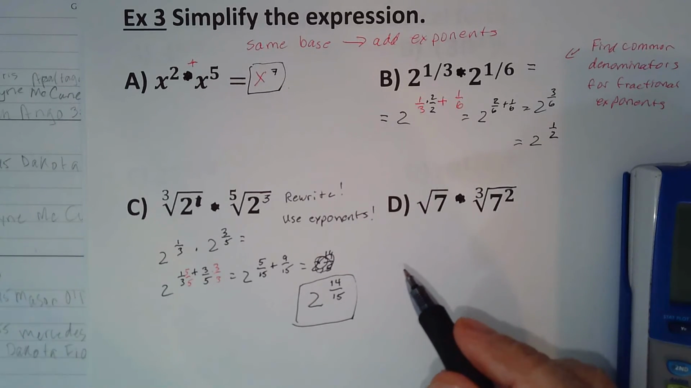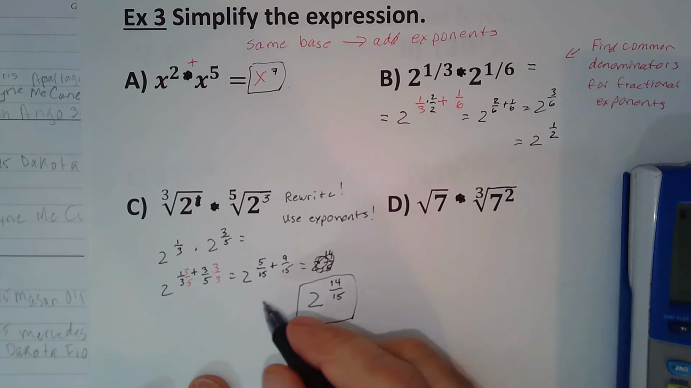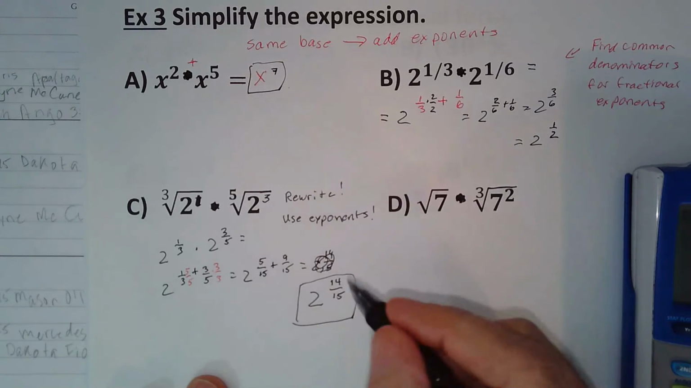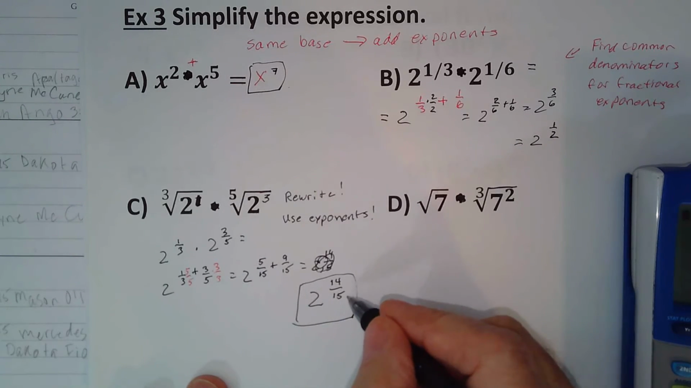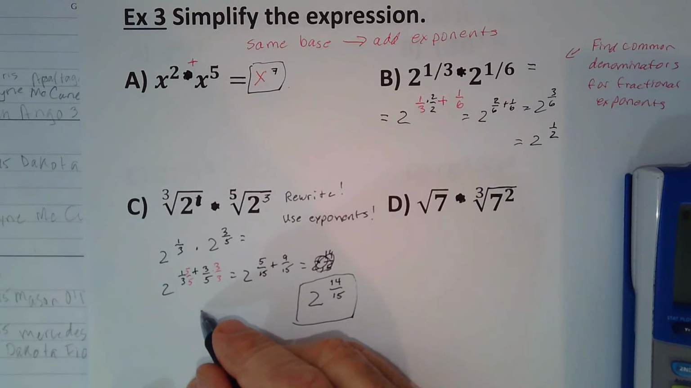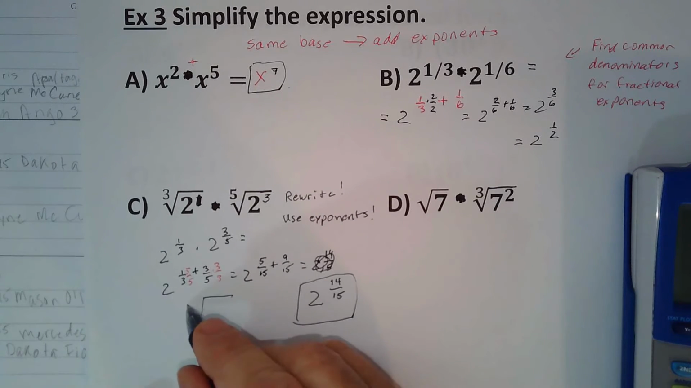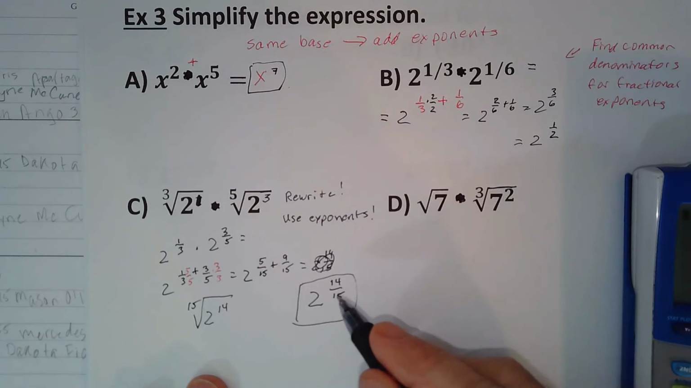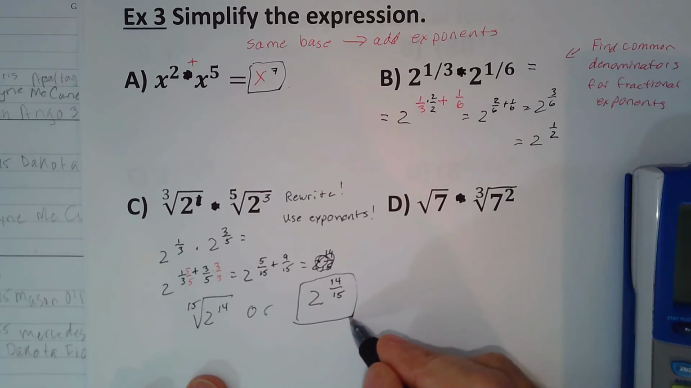Could we put this into radical? Sure. It could also be, let's put it over here. What would that be? That's power over index. So this would be the 15th root of 2 to the 14th. It could be that, or this.